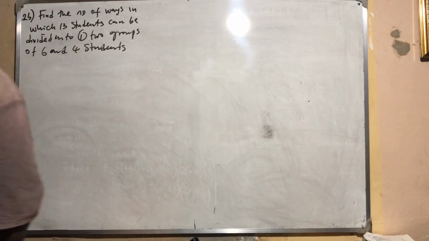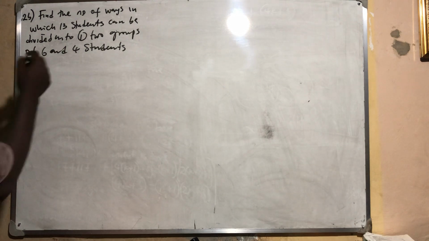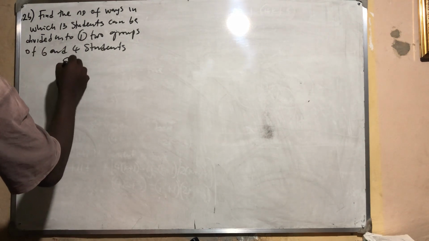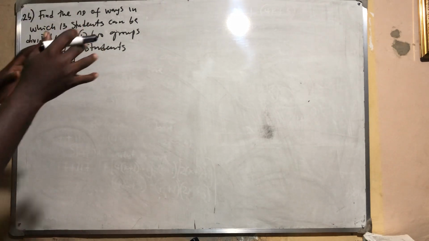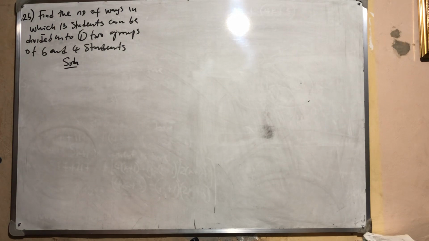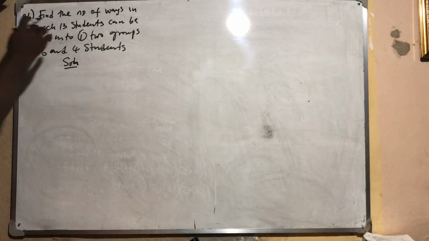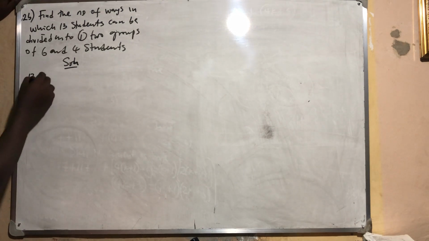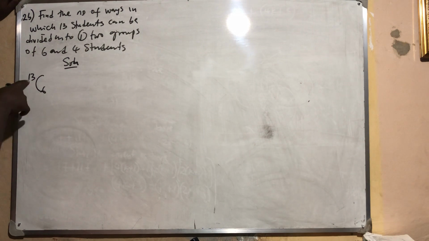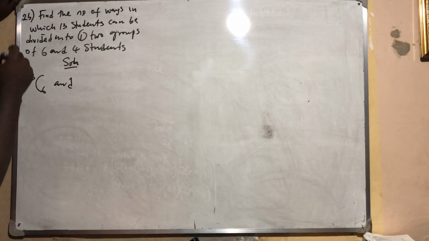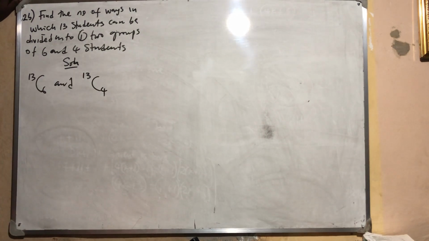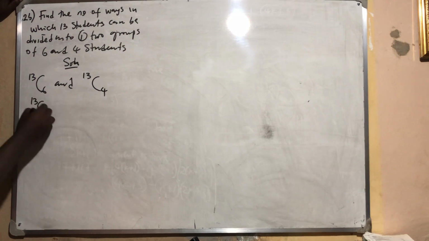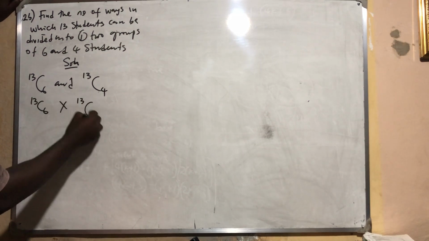Now, if you are grouping people, you are not arranging them, you are selecting them. If you want to group 13 people, you are selecting 6 and then selecting 4. So it is selection, and selection means combination. So I am grouping 13 combination 6, 6 people out of 13. And the other group I'm having is 13 combination 4, 4 people out of this. And "and" means times in mathematics, which is 13 combination 6 times 13 combination 4.